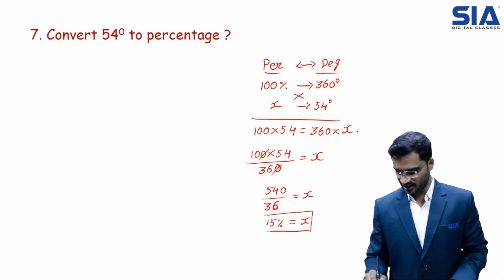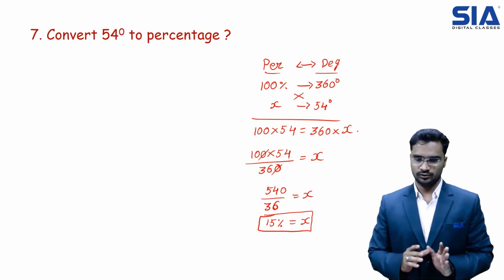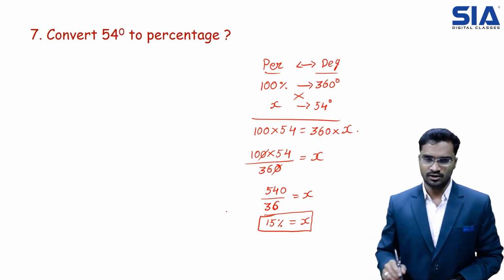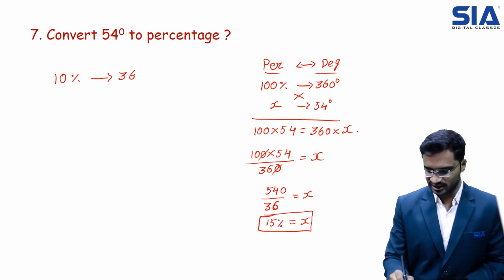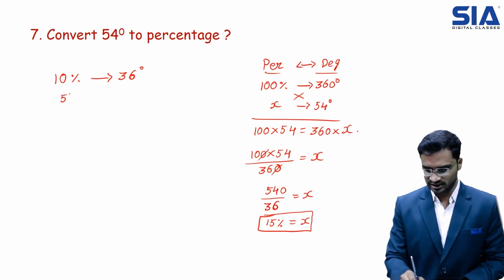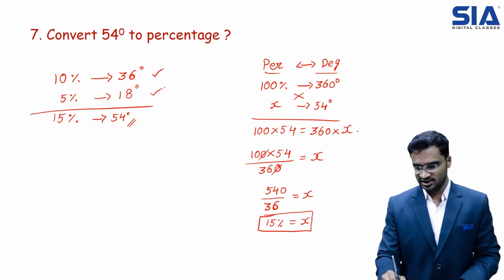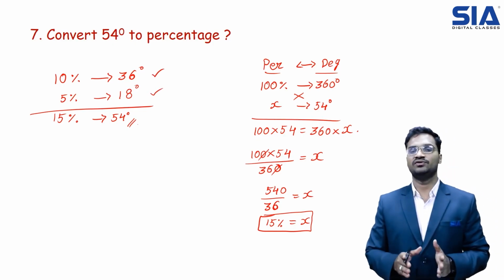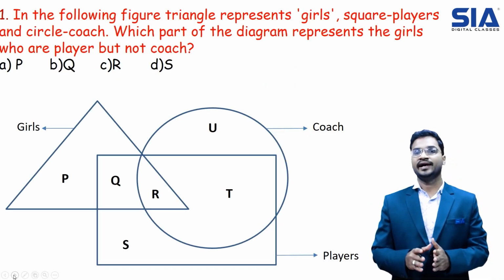So 15% is 54 degrees. Or simply I can say that 10% is 36 degrees. Then 5% is 18 degrees. Now let us add these both values. So 15% is 54 degrees. If I remember these both values, I can simply say that 54 is 15%. So our first question says, in the following figure, triangle represents girls.